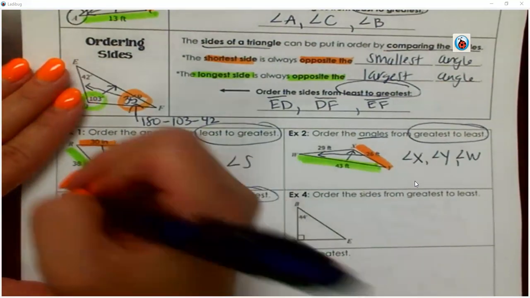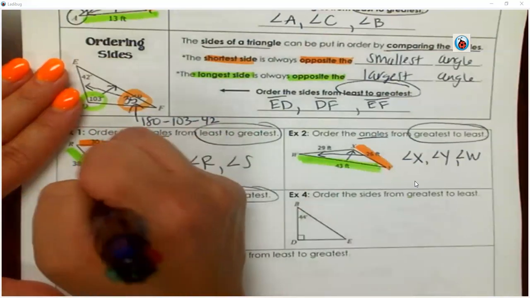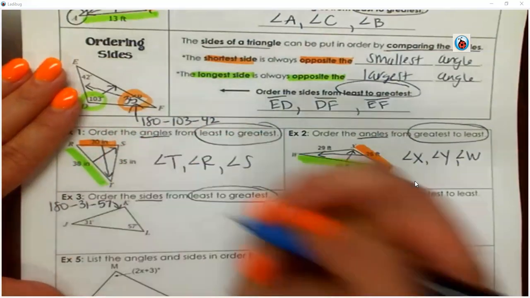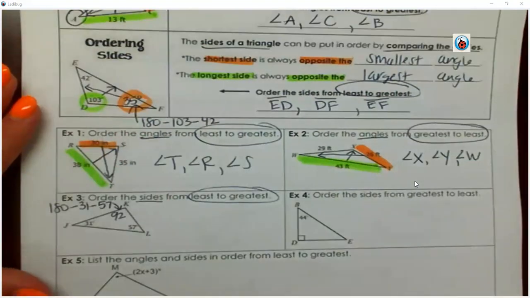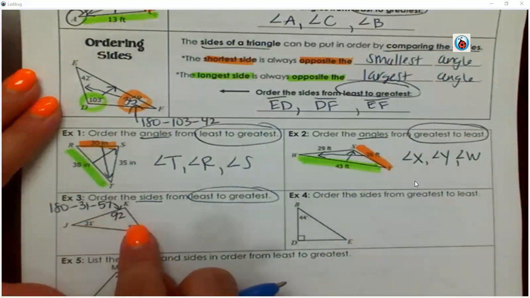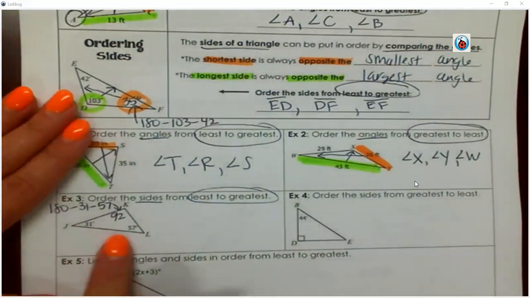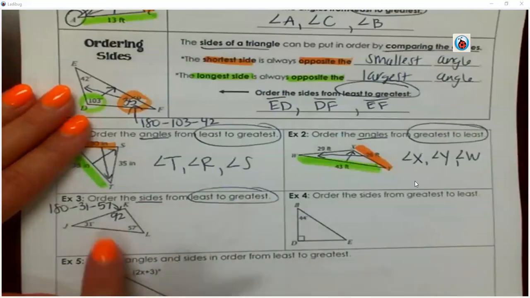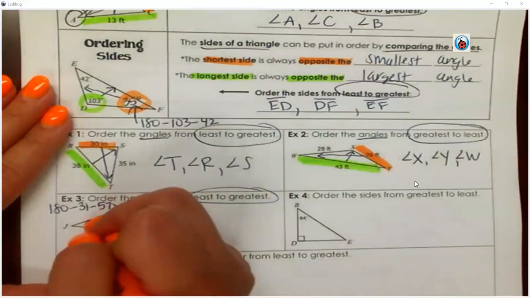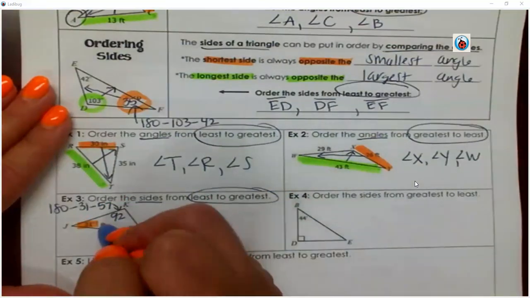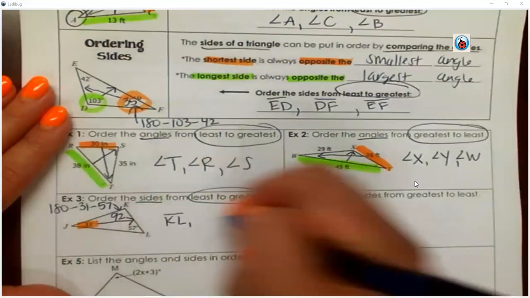So to find this one, I would do 180 minus 31 minus 57, which is going to give me 92 degrees. Okay, so now that I have all 3 angles, I can start putting them in order based on their sides. So if I'm focusing on least to greatest, I'm going to find the smallest angle first, which in this case is 31. So therefore, the opposite side is going to be KL.